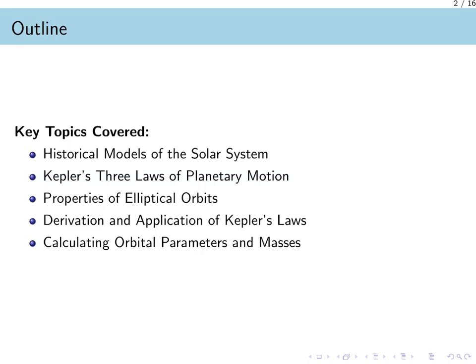The core of our discussion will then be Johannes Kepler's 3 fundamental laws of planetary motion, which provided the first accurate mathematical description of how planets orbit the Sun. To properly understand these laws, especially the first one, we will need to review the specific geometric properties of elliptical orbits. Finally, we will see how to apply this knowledge. We will use Kepler's laws, particularly the third law, to perform calculations for orbital parameters and even determine the masses of celestial objects like planets and stars.